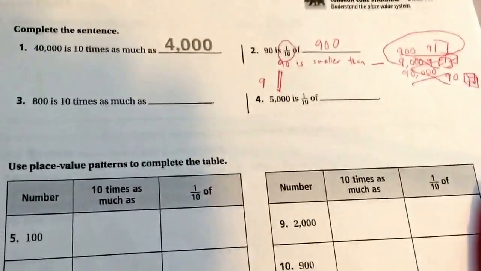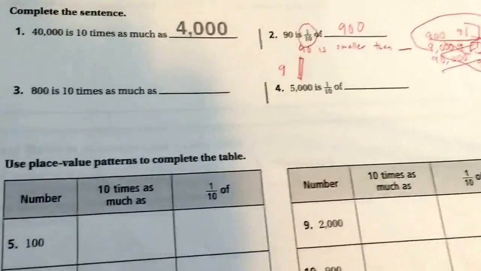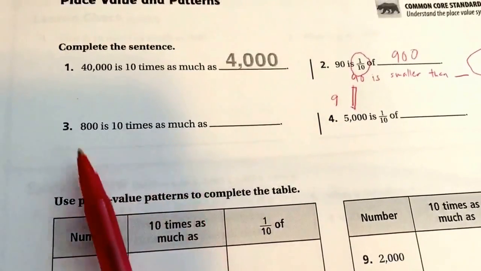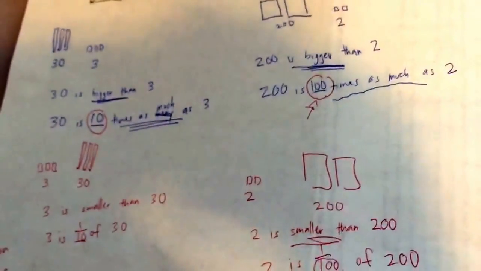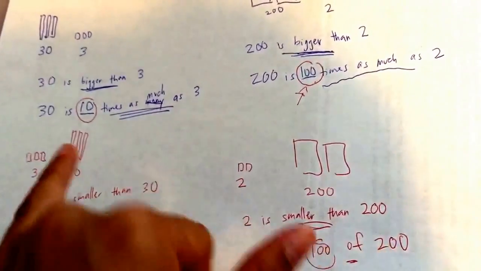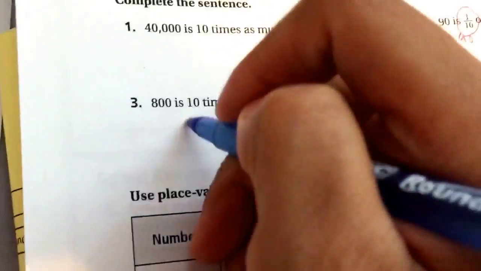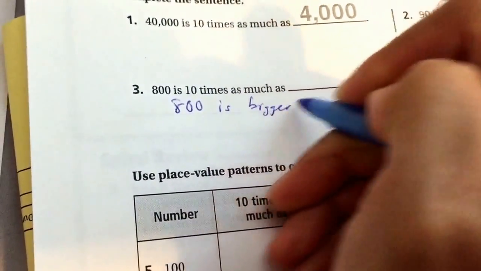So following the same scheme where we're going to say 800 is 10 times as much as, the first step is to decide whether 10 times as much as means 800 is bigger than or 800 is smaller than. So let's look through our cheat sheet again. I could see that these are the fractions of something. It's a part of something, so it's smaller. And the times as much as is bigger than. So the first thing I'm going to do is determine that 800 is bigger than.